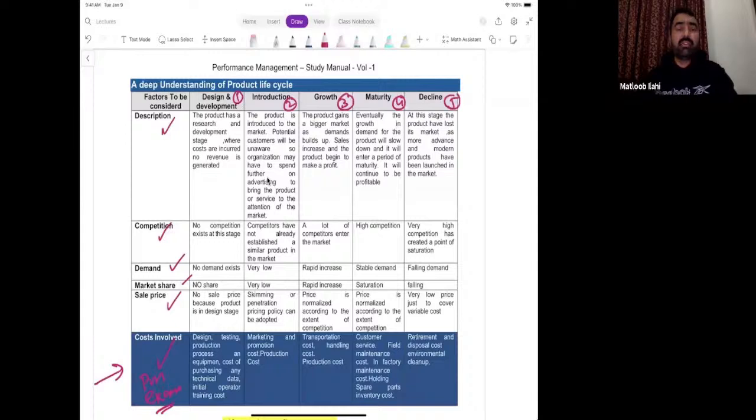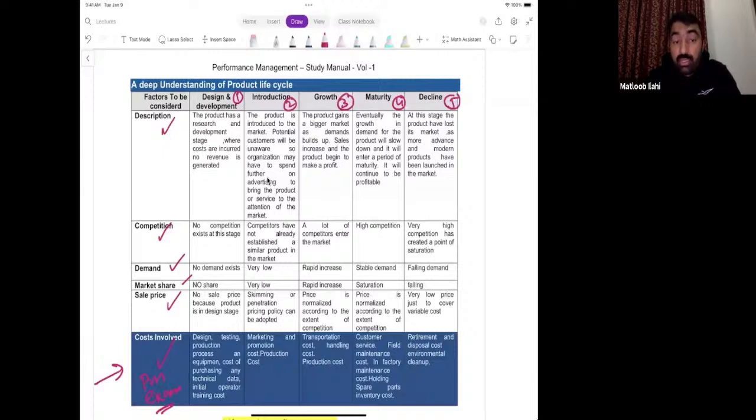So what is design and development? The product has a research and development stage where costs are incurred, no revenue is generated. So at this level, no competition exists at this stage. Demand, there is no demand, no market share. Sale price, no sale price because product is in design stage. And what are the costs involved?